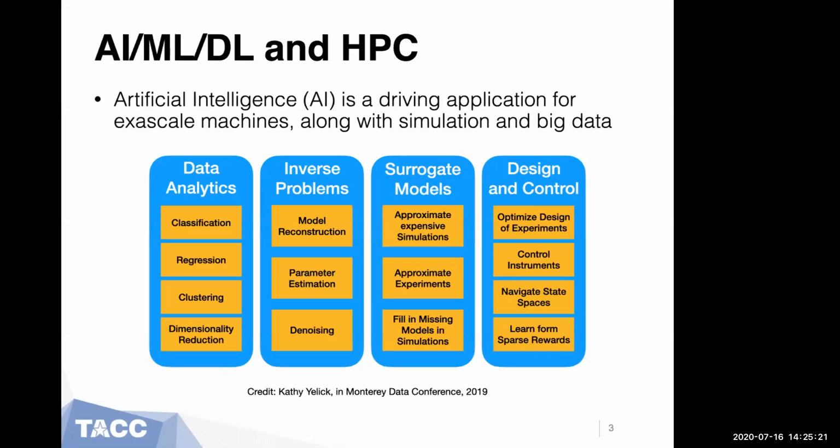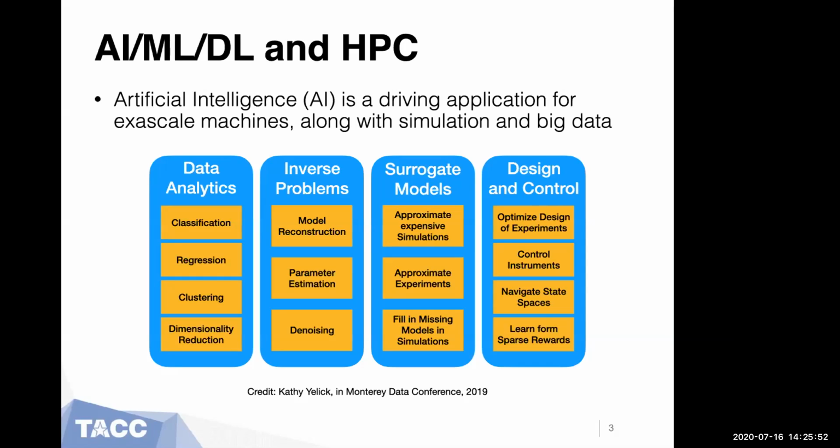Okay, cool. So this is a slide I stole from Kathy Alec last year. This is showing artificial intelligence is driving application for exascale machines along with simulation and big data. There are three pillar applications when these people are designing the next generation supercomputers, and AI is definitely one of the driving application pillars in their design.